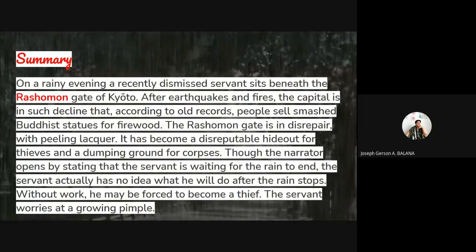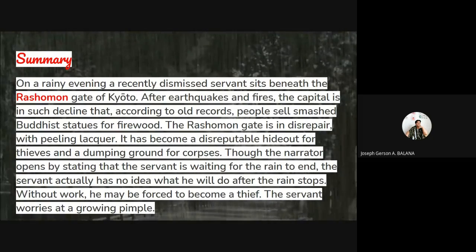Okay, thank you, Michaela. So that's the beginning, the opening of Rashomon. There's a dismissed servant, a man. He was a servant who was currently dismissed. And because he got fired out of work, he went under the eaves of the Rashomon to bide his time from the rain because it was already evening.